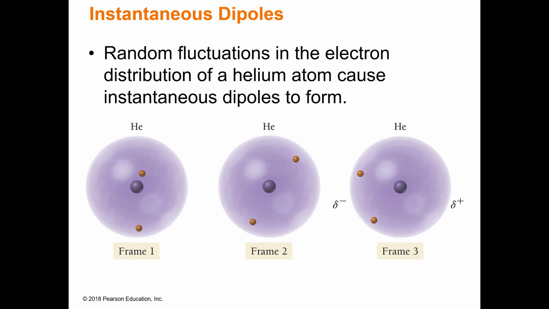Picture a helium atom. Normally, its electrons are evenly spread, but at any moment they might be off balance, giving one side a slight negative charge and the other side a slight positive charge. That's an instantaneous dipole. Nearby atoms feel this shift and their electrons move in response, creating another dipole. That's how dispersion forces spread.